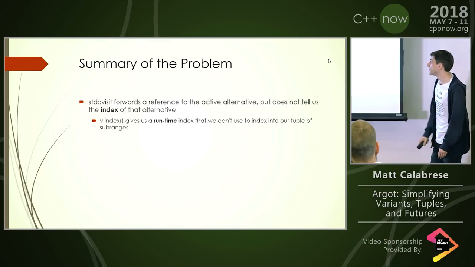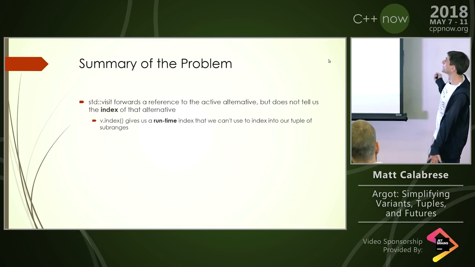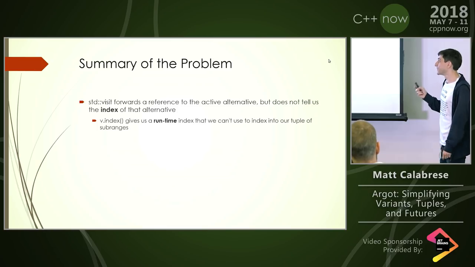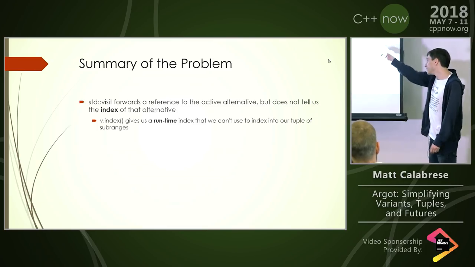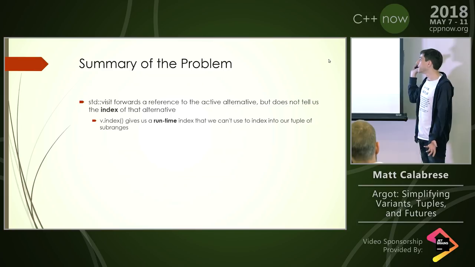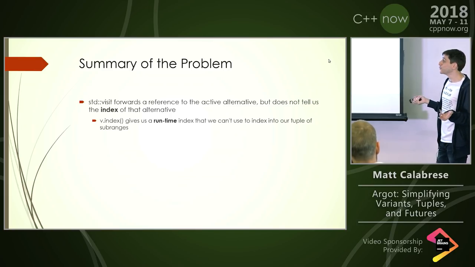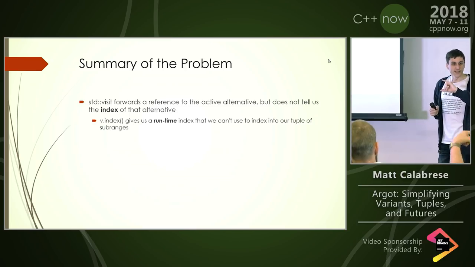So yeah, summary of the problem. std::visit forwards a reference to the active alternative, but it doesn't tell us the index of that alternative. It loses information. Even though we can still call .index on the variant, that's just a runtime value. We can't index a tuple with that. So I guess the solution is you have a second collection of variants that are the end iterators, so you can do a binary visit with the ends to see whether I'm at the end of the same thing that I'm in. So Alistair's comment is you could potentially do it by having two variants instead of one and doing a binary visit. I think you are right.